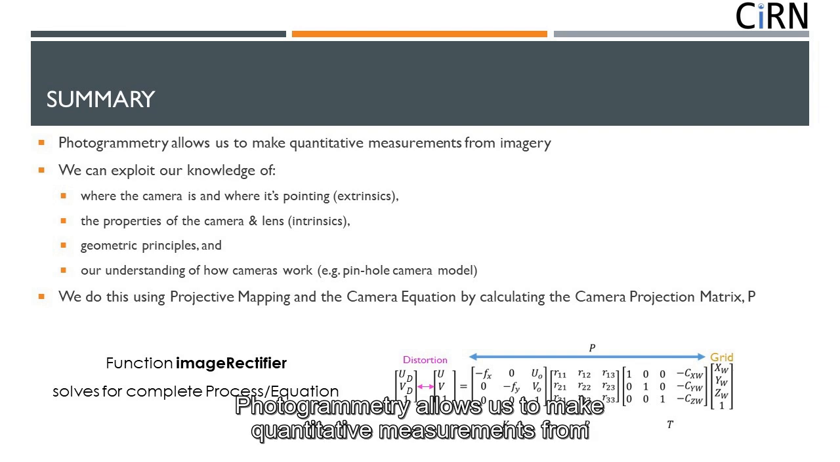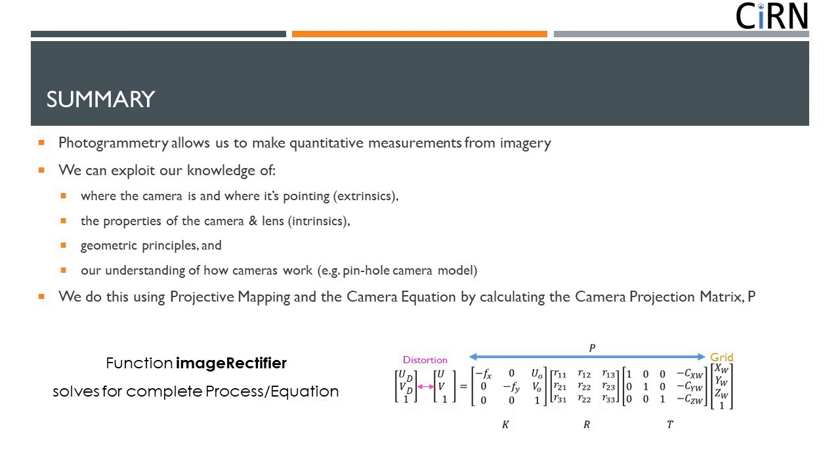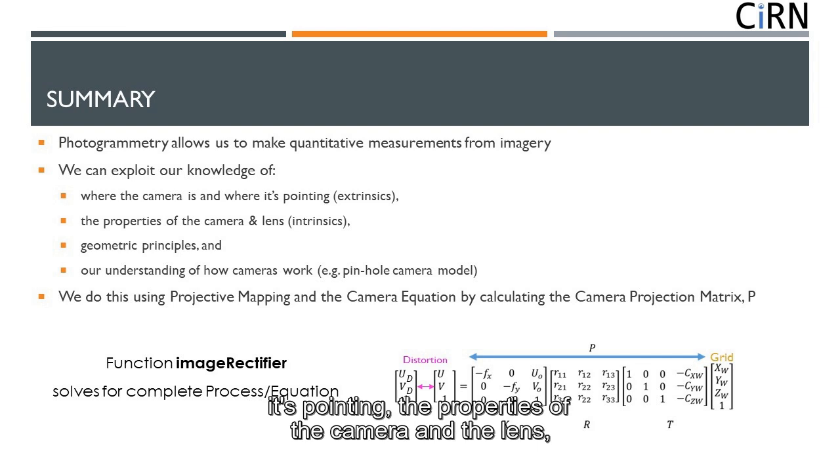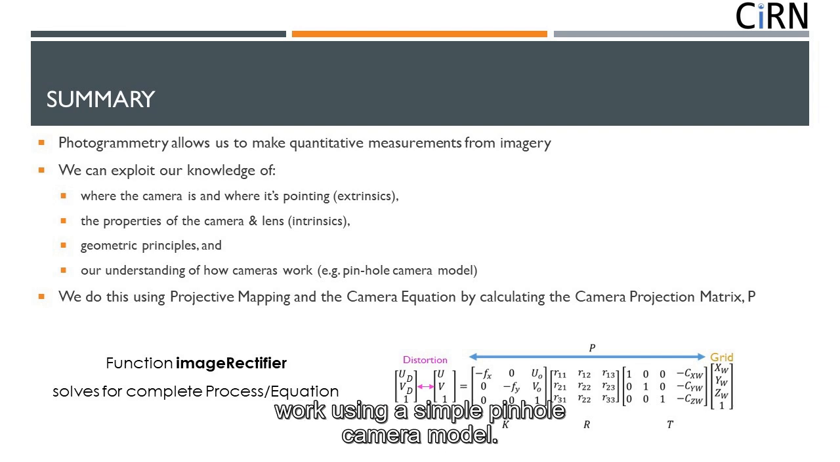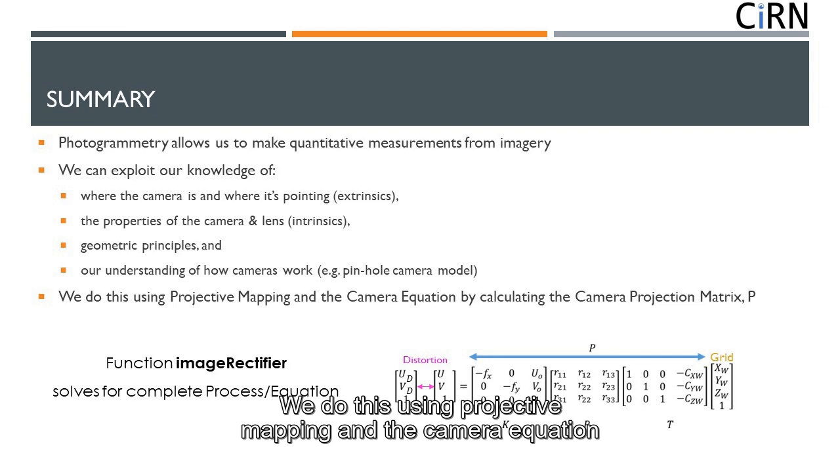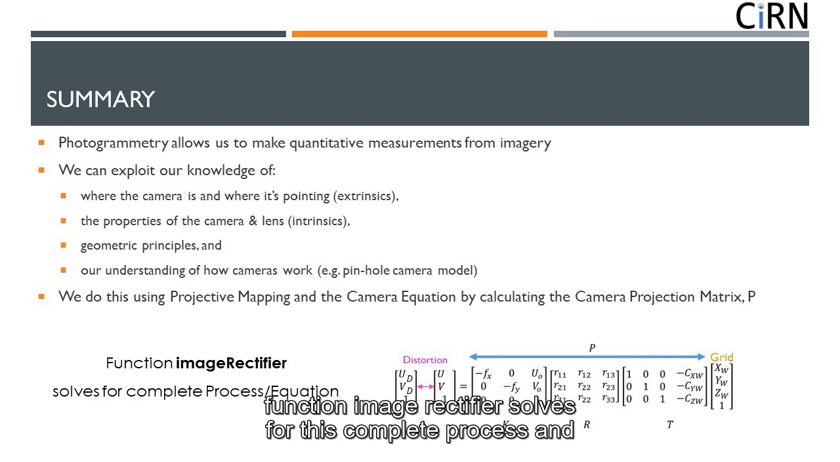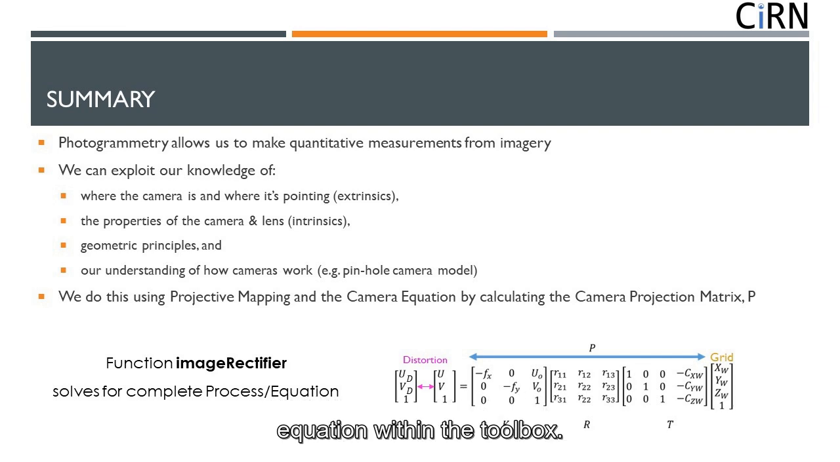Photogrammetry allows us to make quantitative measurements from imagery. We can exploit our knowledge of where the camera is and where it's pointing, the properties of the camera and the lens, geometric principles, and our understanding of how cameras work using a simple pinhole camera model. We do this using projective mapping and the camera equation by calculating the camera projection matrix P. And the function image rectifier solves for this complete process and equation within the toolbox.